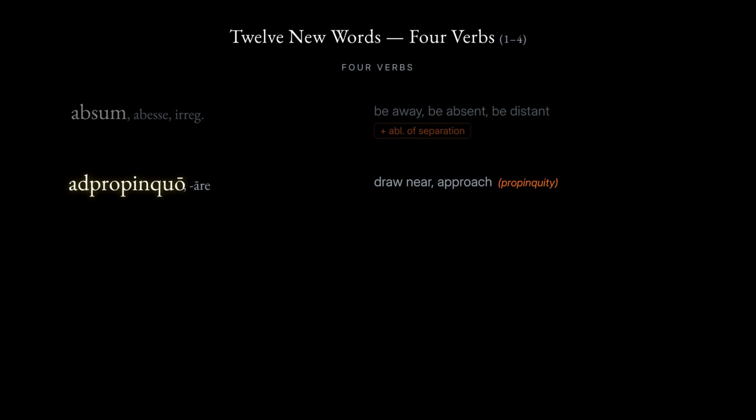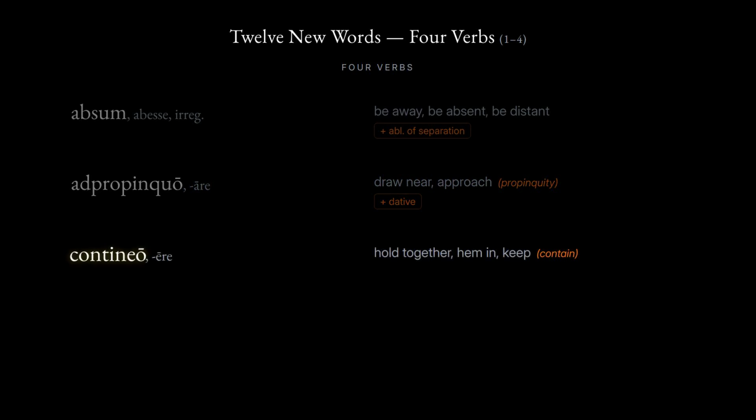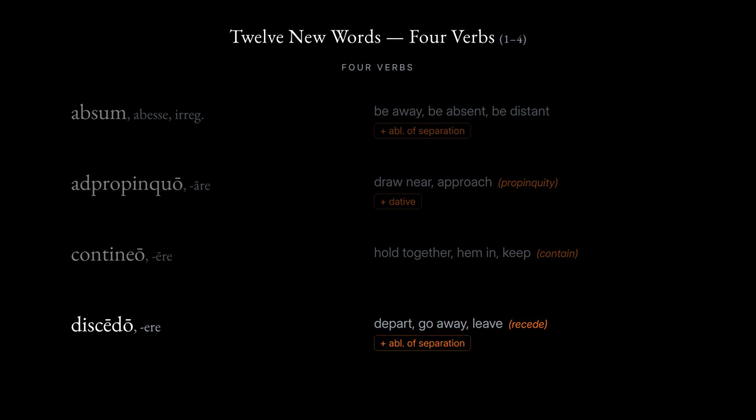The second verb. Adpropinquo. To draw near, to approach. Think of propinquity, nearness. This one takes the dative, because nearness to weighs more than motion toward. The third. Contineo. To hold together, to hem in, to keep, you can hear contain inside it. The fourth. Discedo. To depart, to go away, to leave. It too leans on the ablative of separation.